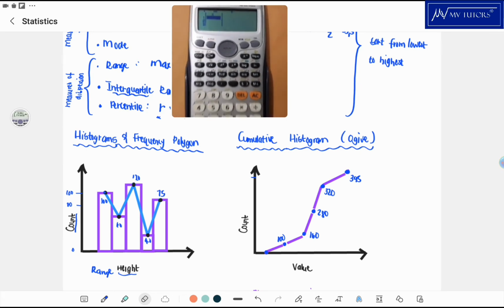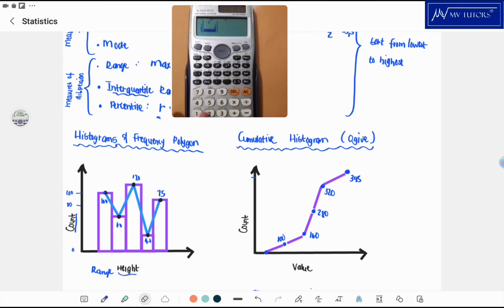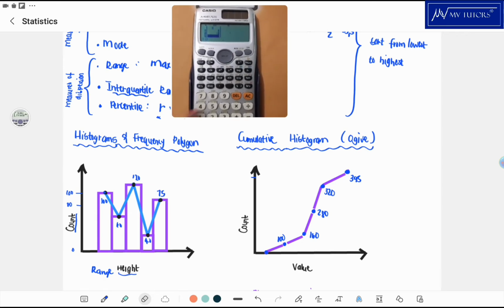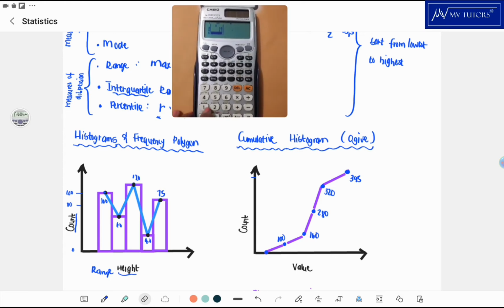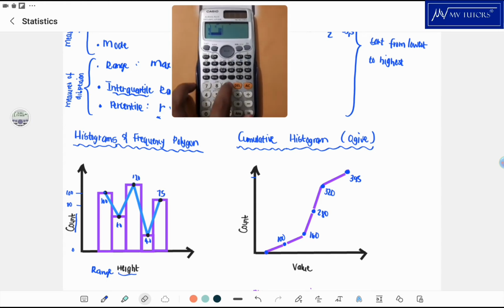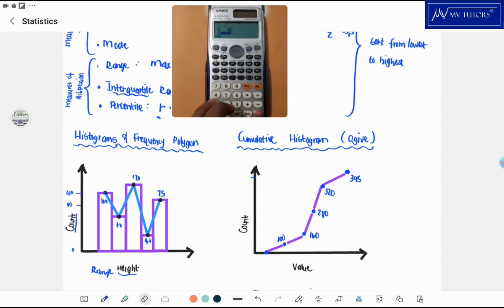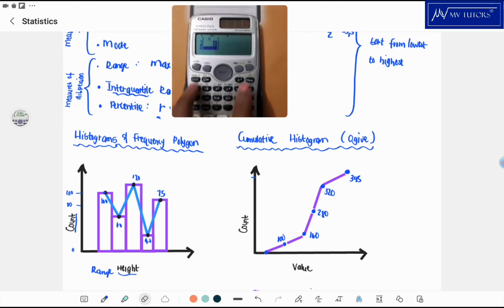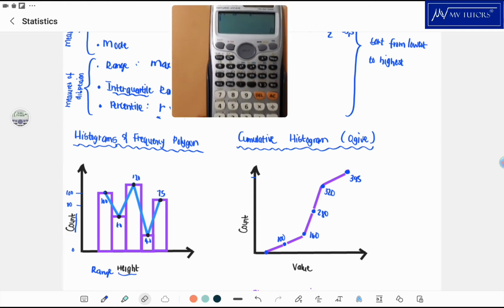Let's say you have 1, then click on equal, then 2, click on equal. This is in order. Then 10, then 11, equal, and then 14 equal, 68 equal, 86 equal, and then 99. So that's highly varying data, and then you just say equal. Then you click AC, and then you say shift and then stat.